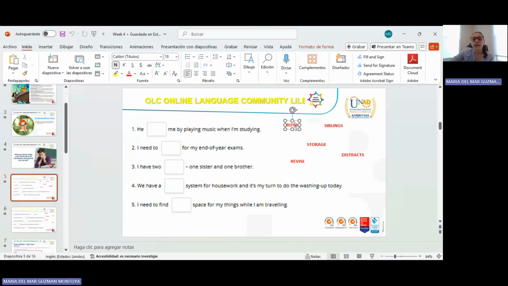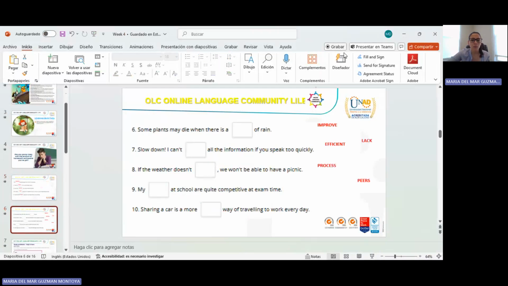Then we have this activity that consists of 2 slides. The idea is to put the right word in the right spot. This one will be here. This one will be distract. This one will be revise. Storage will be our 5th one. And siblings, right? And then we will do this one with luck, and like that, right?